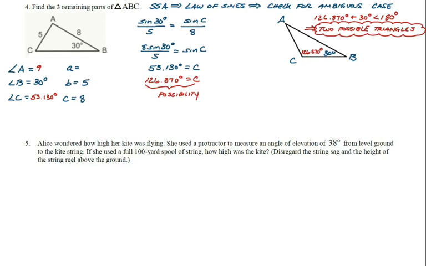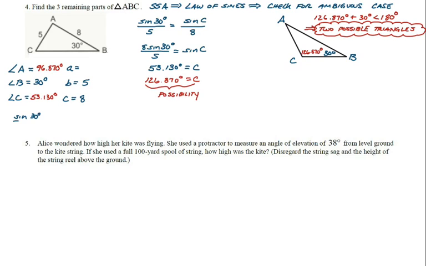So if we look at our first triangle there, we have angle B is 30, and we already found angle C to be 53.130. So right away, I'm going to find angle A by subtracting 30 and 53.13 from 180, and I get 96.870. So I know all three angles in my original triangle, and I would need to find the third side, which is side A.